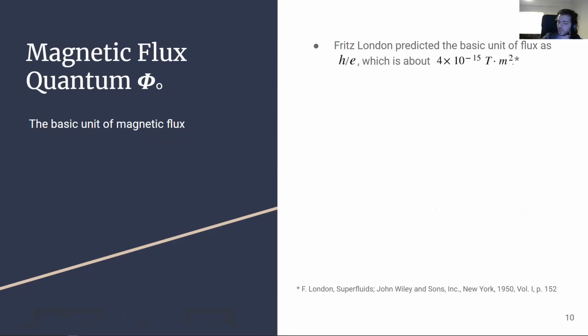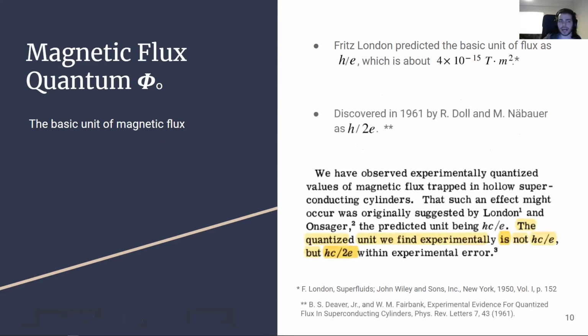This effect of magnetic flux quantization was observed by Deaver and Fairbank, and also independently by another experiment. The data here is from Deaver and Fairbank, and I forgot to mention that. I'm so sorry for that.